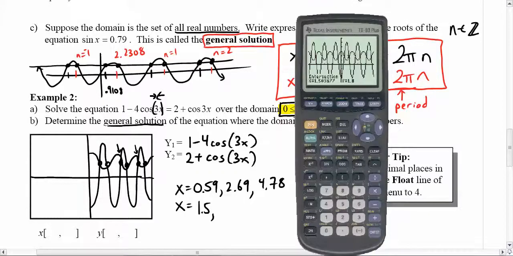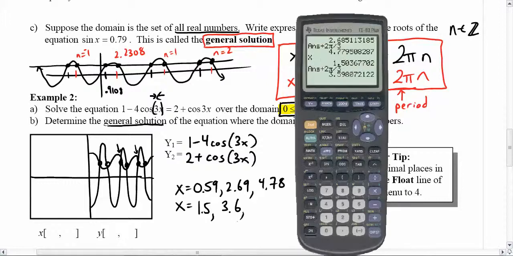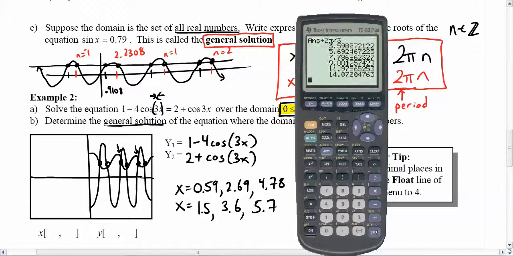To find the next answer, I can take my x and add 2 pi over 3. It gives me 3.6. Is that really one of the other answers? Fantastic. And then I just hit enter again and it'll give me another one, 5.7. I can actually go enter, enter, enter, and it gives me all the answers to infinity.